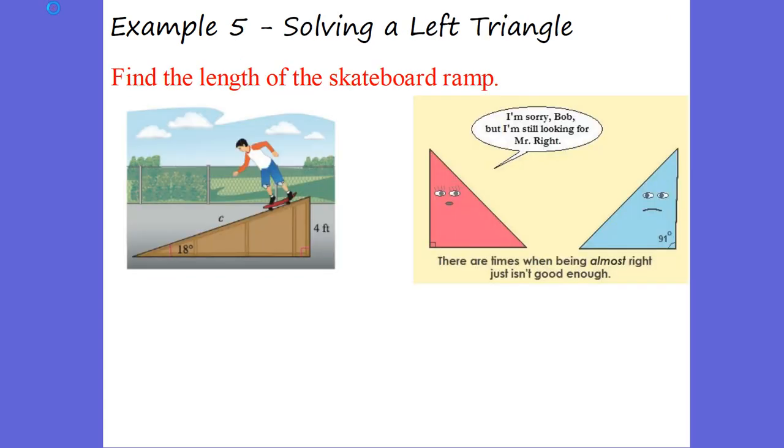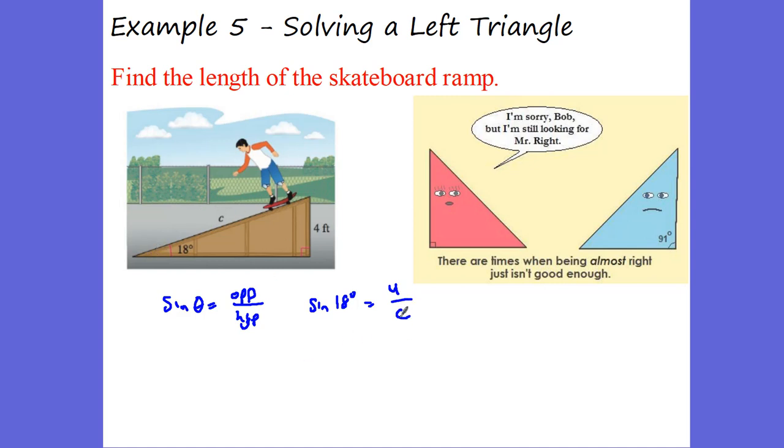Example 5, here we're going to take a look at finding the length of the skateboard ramp. What are we doing with this length? This length is the hypotenuse. We have the opposite side, so we're dealing with sine. Sine of our angle equals opposite over hypotenuse. Always set up your problem like this. It makes it a whole lot easier. So sine of 18 degrees equals opposite, that's 4, over hypotenuse, this is this C side right here.